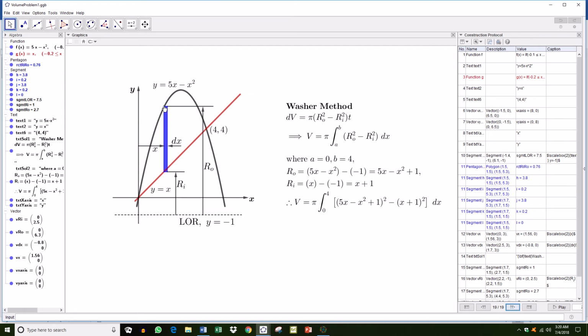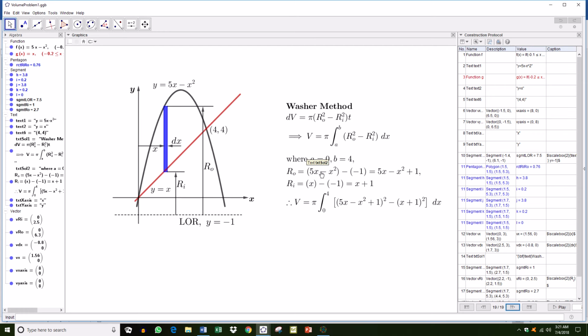What is the y coordinate at this point? Since the x coordinate of this point is x, because notice that is the distance x, the y coordinate must be 5x minus x squared, because this point happens to be on the parabola. So the y value is 5x minus x squared here, and we come all the way down to the line of revolution. What's the y value of the line of revolution? You have the equation here, y equals -1. So -1 is the y value of this bottom point. So R sub O is 5x minus x squared minus the -1.